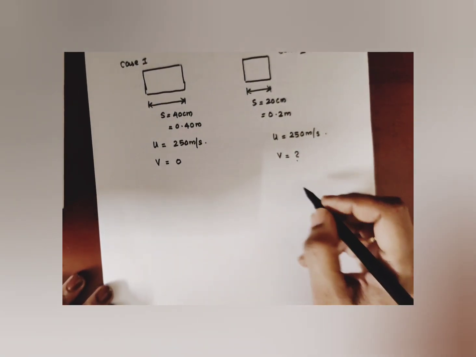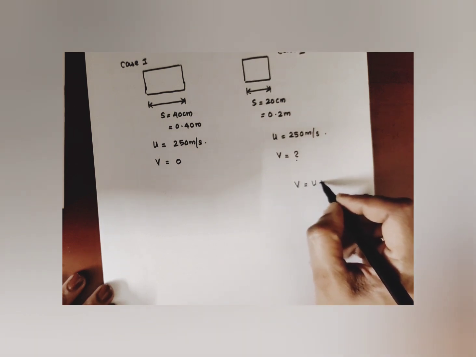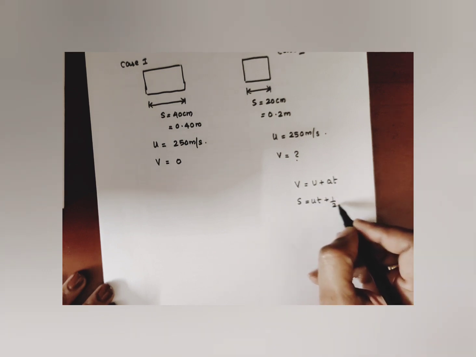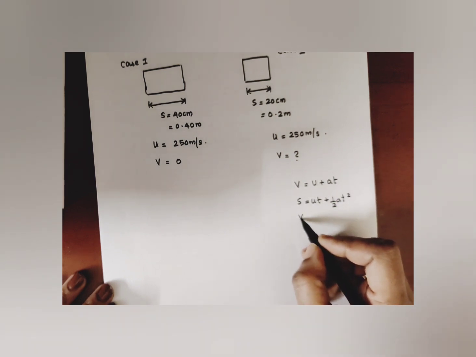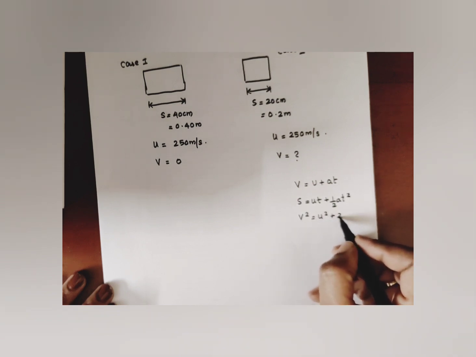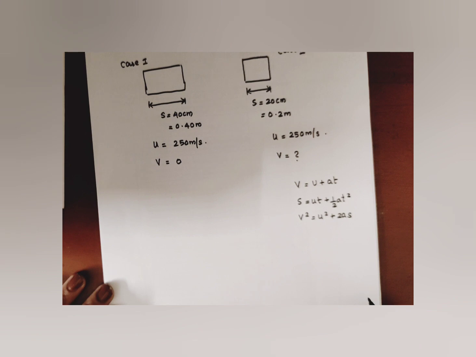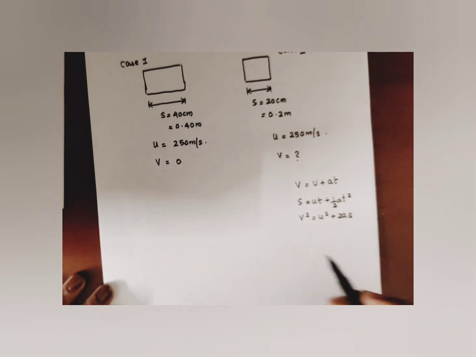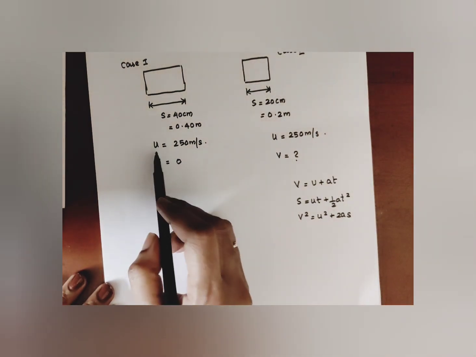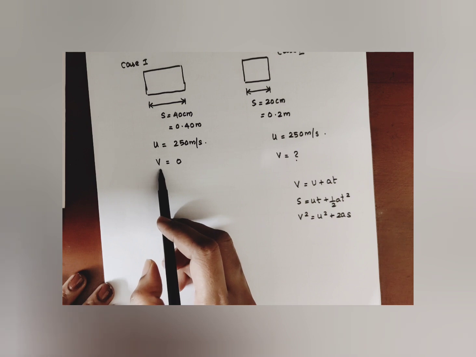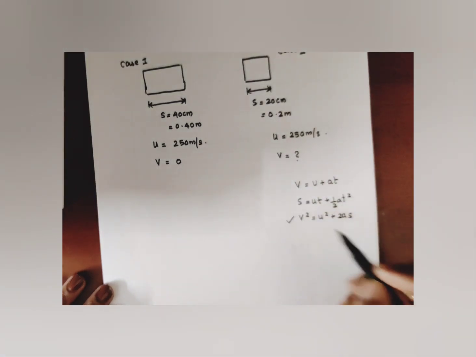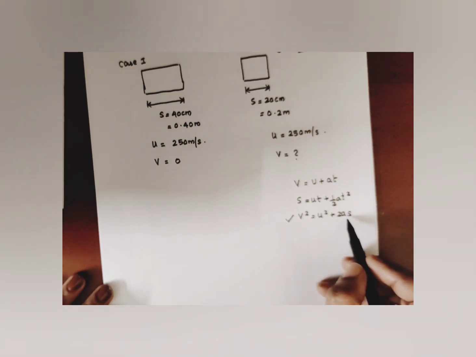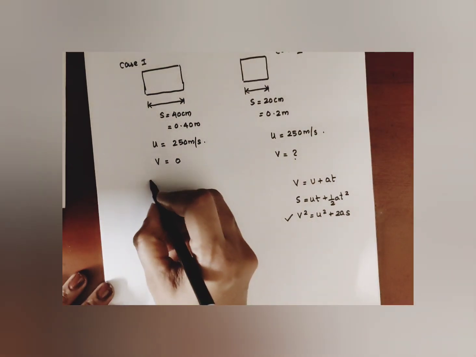So here you are having three equations of motion. First is v is equal to u plus at, second is s is equal to ut plus a half at squared, and third one is v square is equal to u square plus 2as. From the given data, you have to select the suitable equation. Here the displacement, initial velocity and final velocity are given, so you have to choose the third equation of motion. The only unknown is acceleration.